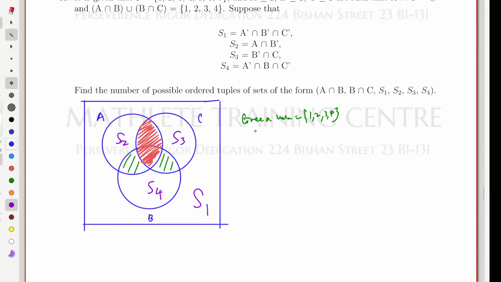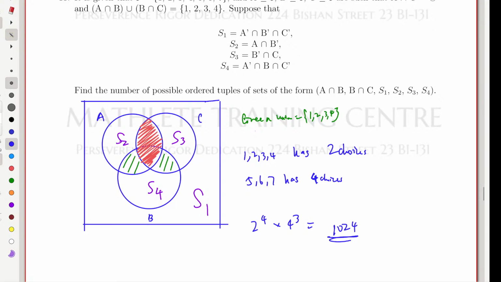So what you realize is that 1, 2, 3, 4 has two choices of where it can go, right? The left green region or the right green region. Meanwhile, 5, 6, 7 has four choices. It can go in S1, S2, S3, or S4. So the answer is 2 times 2 times 2 times 2, times 4 times 4 times 4. And this thing here looks like 2 to the power 10, right? Is that true? Yeah, 1024.